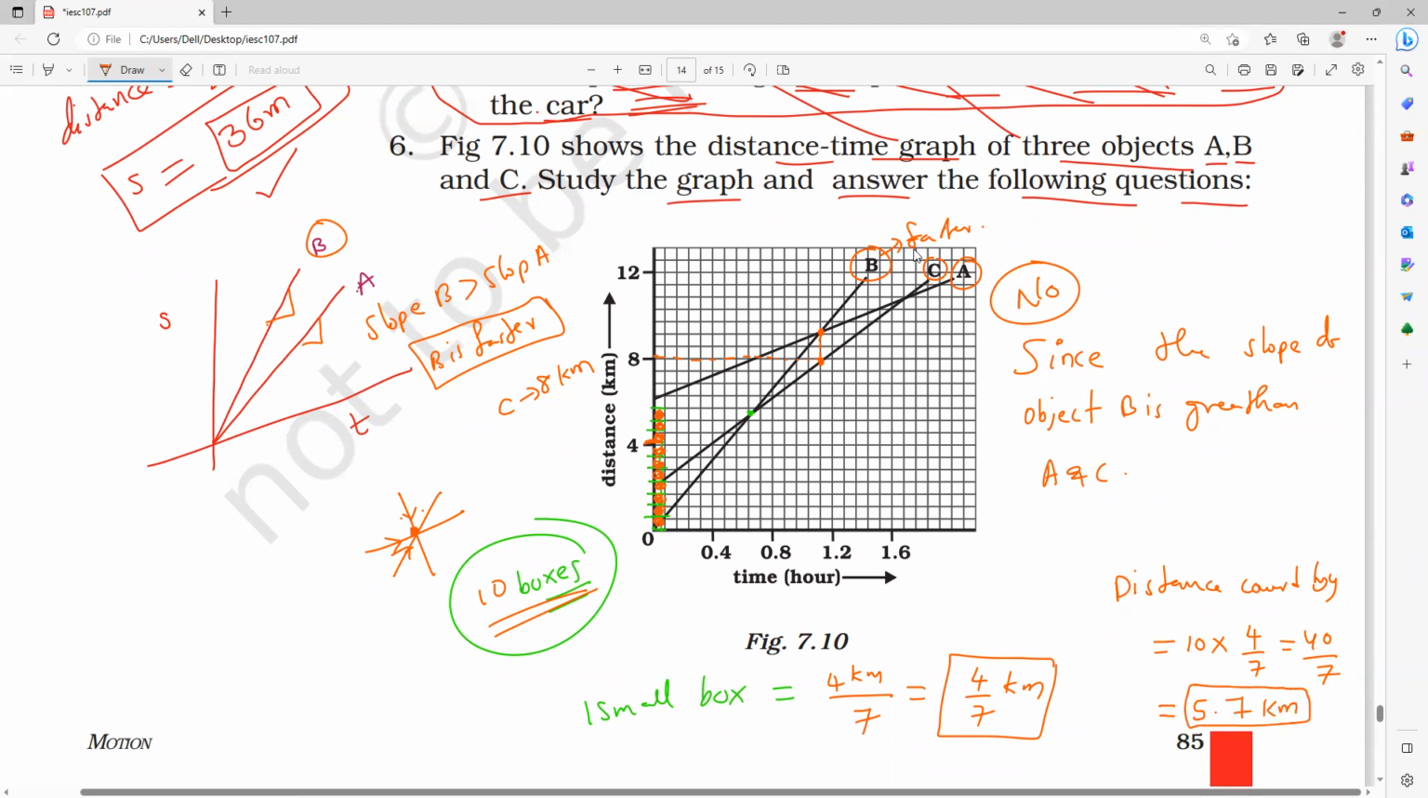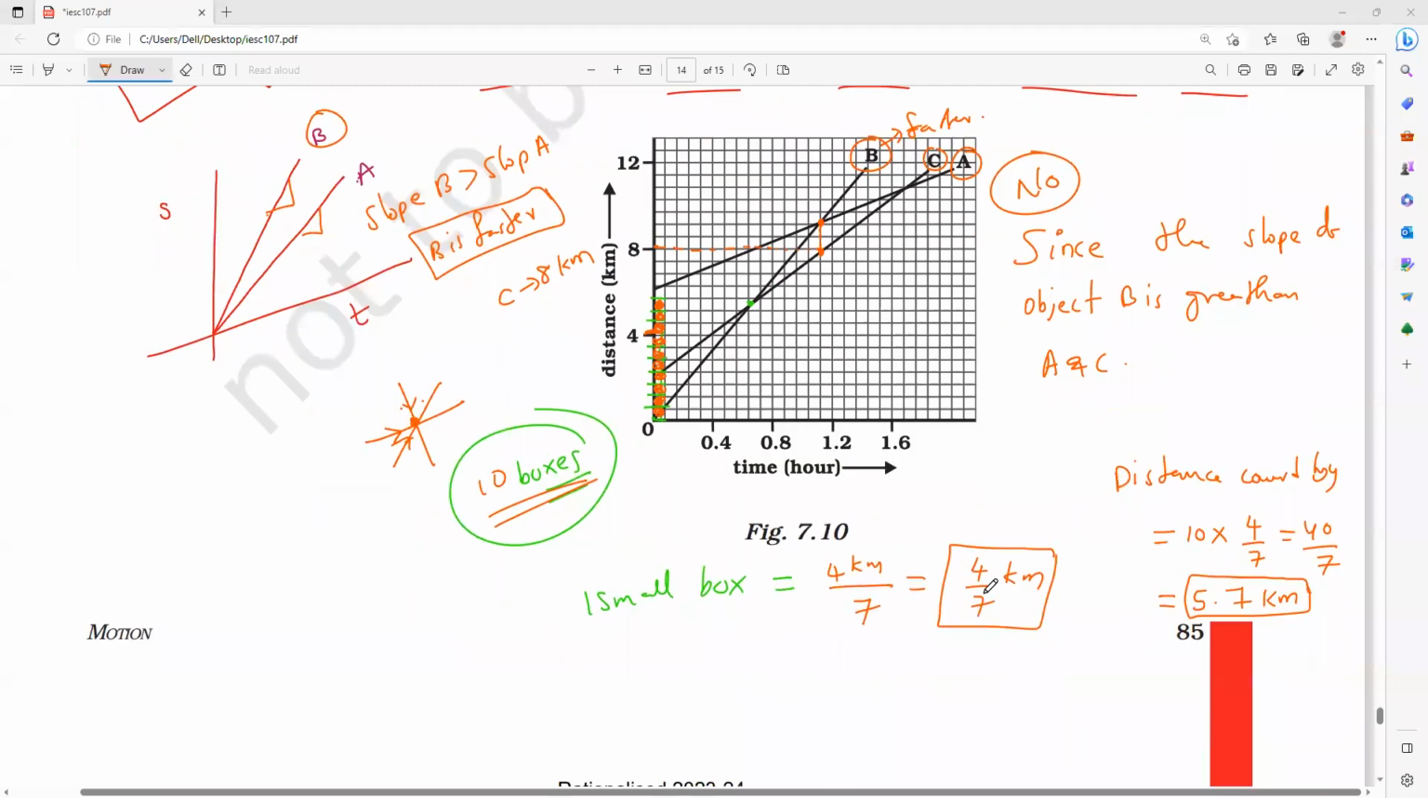Okay, that is the distance covered by B at the time it is crossing C. Is it okay, guys? Understood? That is what you have to remember. I hope you all understood this question. Approximately 5.5, or is it 5.7? Not 5.5, it's approximately 5.7. It is not exactly 5.5. We are finding approximately.